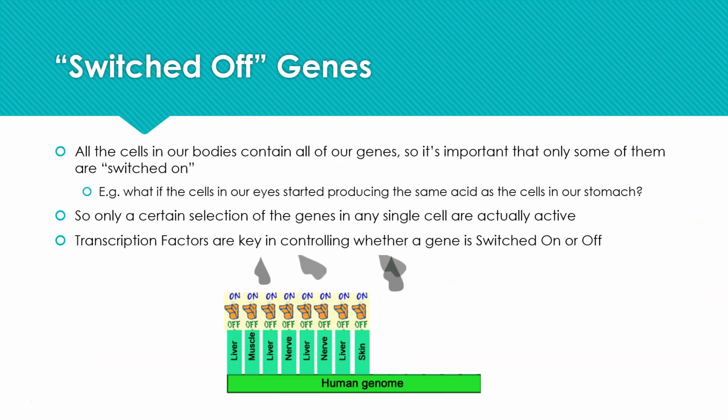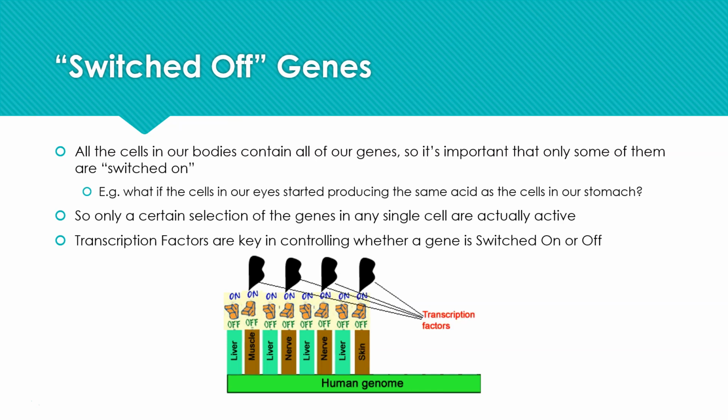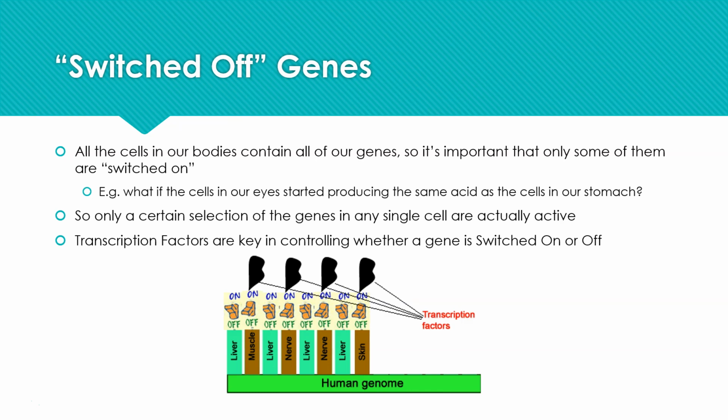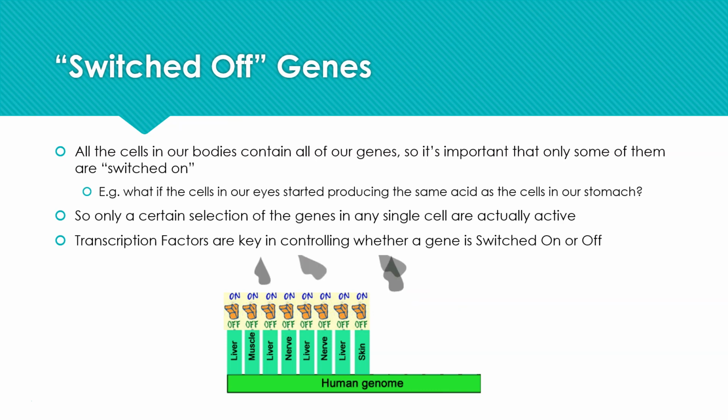On the other hand, we also have switched off genes. So those genes that are switched on could end up being switched off, and some genes will always be switched off, and you only need the ones that are relevant to what the cell is actually doing to be the ones that are switched on in that cell. So, think about it. If the cells in your eyes had their genes switched on that were the ones that made acid in your stomach cells, then your eyes are going to start making acid, and they don't need to do that.